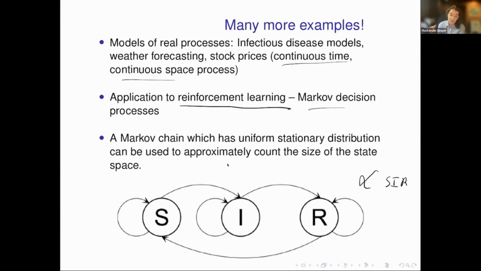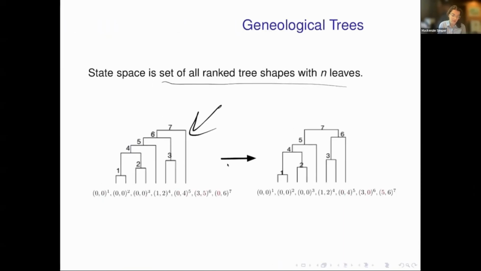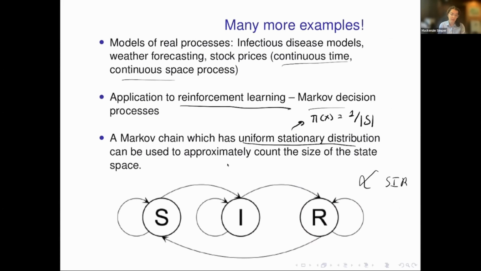Another application computationally is using a Markov chain which has uniform stationary distribution. So again, this is where pi of x is just 1 over the size of S. For some state spaces, the size of the state space is actually very hard to count. Maybe, for example, coalescent trees or these genealogical trees. How would you count how many possible trees there are? That can be a very hard problem for some spaces. But if you have a Markov chain which has uniform stationary distribution, then you can estimate this S, this size of the state space, by running the Markov chain until it converges to its uniform distribution.